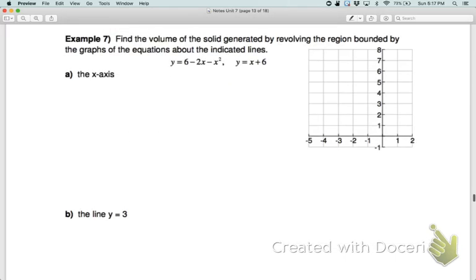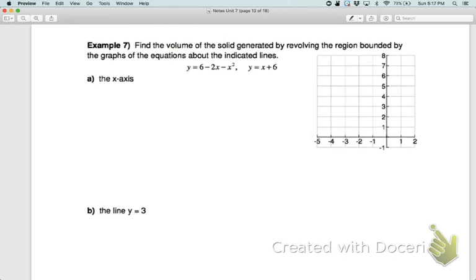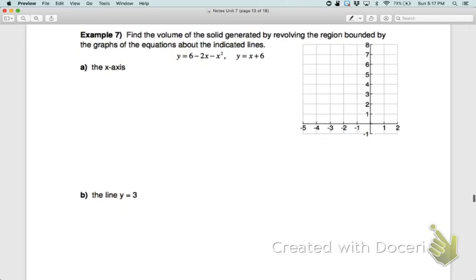Okay, so here is another one, and this is very similar to how a lot of these problems are going to look on your homework. You're going to use one region and rotate it a whole bunch of different ways. So we want to find the volume of the solid generated by revolving the region bounded by the graphs of the equations about the indicated lines. So first we want to rotate about the x-axis. Second, we want to rotate around the line y equals 3.